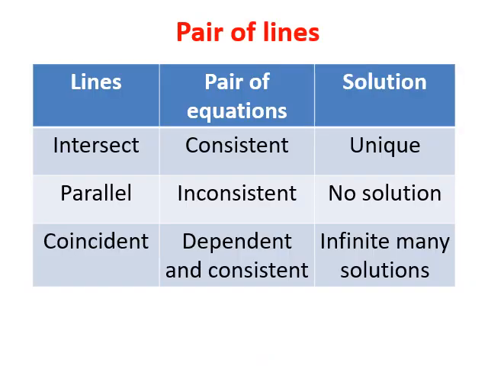What happens if the two lines are not intersecting? If they are parallel, then such a pair of equations is called an inconsistent pair. For example, this is the coordinate axis x and y, and let us draw two lines.